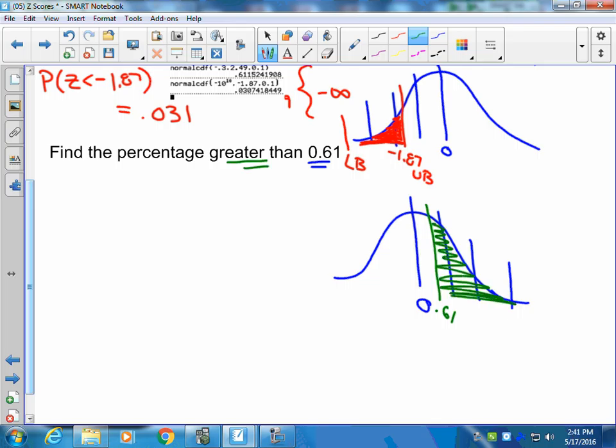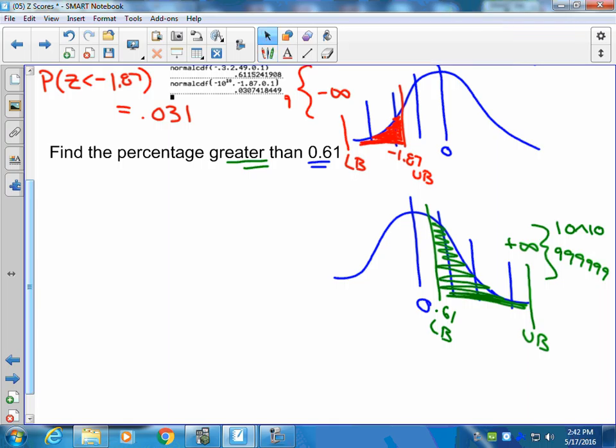Okay, so we're shading our graph. And now we notice we've got a lower boundary, but we don't have an upper boundary. Okay, this upper boundary is positive infinity. And like we know from before, the calculator doesn't have a positive infinity button for us. So we're either going to use 10 to the 10 or a whole bunch of 9s. We just need a large value to make sure that we've gone far enough out in this interval to take care of it.